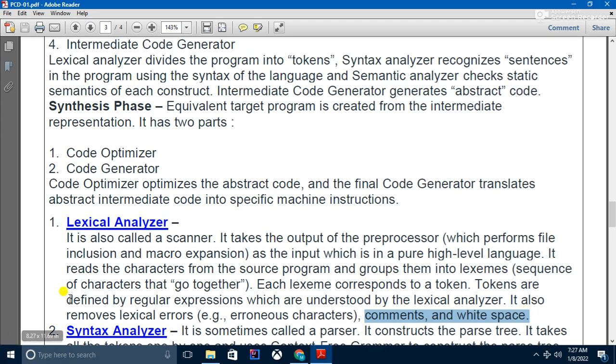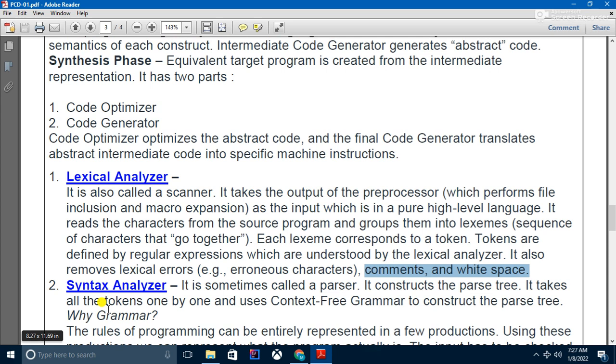Now coming to the syntax analyzer, the next phase after the lexical analyzer. The input to the syntax analyzer will be a group of tokens. The syntax analyzer is also called a parser. It constructs a parse tree, so basically the output from the syntax analyzer will be the parse tree. Now the input to the syntax analyzer is tokens, and the output from the syntax analyzer will be the parse tree. It takes all the tokens one by one, and it uses context-free grammar to construct the parse tree.